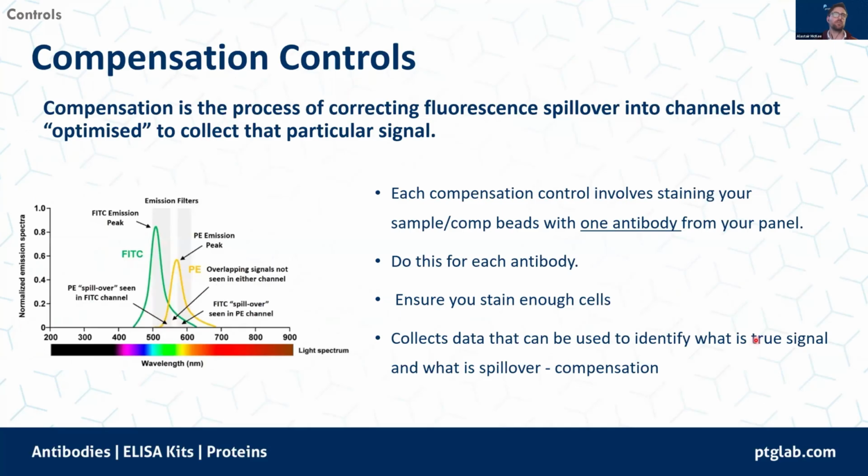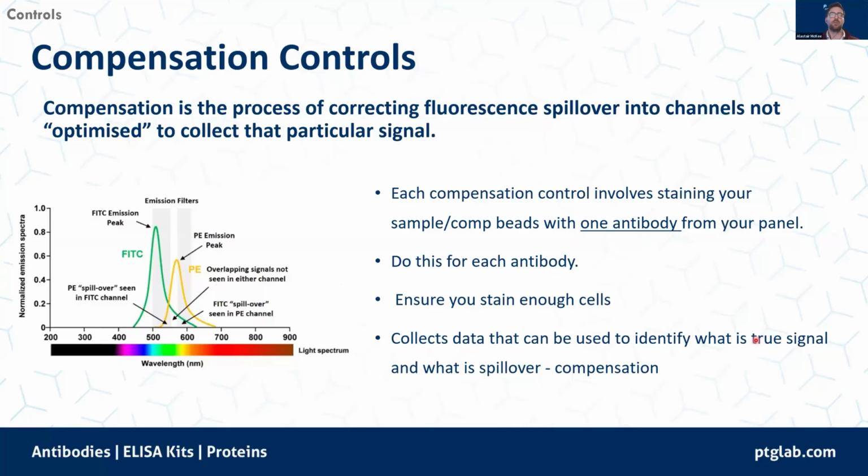But we're going to start first of all with compensation controls. Compensation controls are incredibly important when you have several different fluorophores in your panel. We spoke about spillover earlier on, and spillover is something that we try our best to avoid, but often we can't avoid it completely. And so using compensation controls will allow us to correct for that potential spillover.